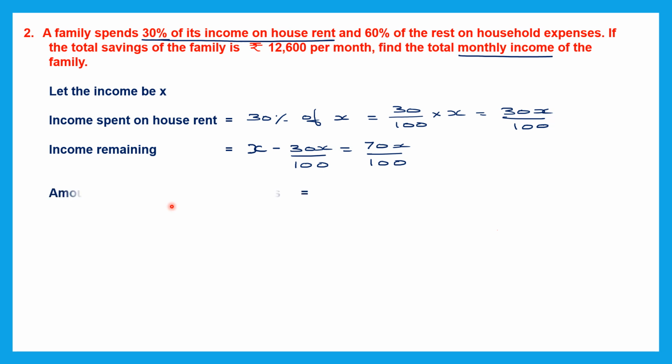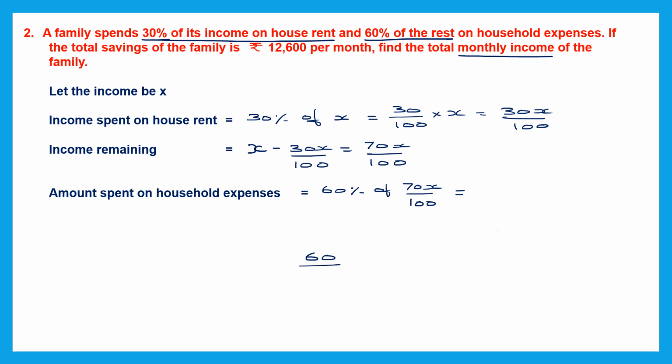Now we also know that an amount has been spent on household expenses, and what is that? That is 60% of the rest. And what is the meaning of rest? Remaining. 60% of the remaining was spent on household expenses. So if we calculate that, we'll know the amount. So 60% of 70x by 100, because this is the remaining. So let's calculate this also. 60% means 60 by 100. Of is into, and 70x by 100.